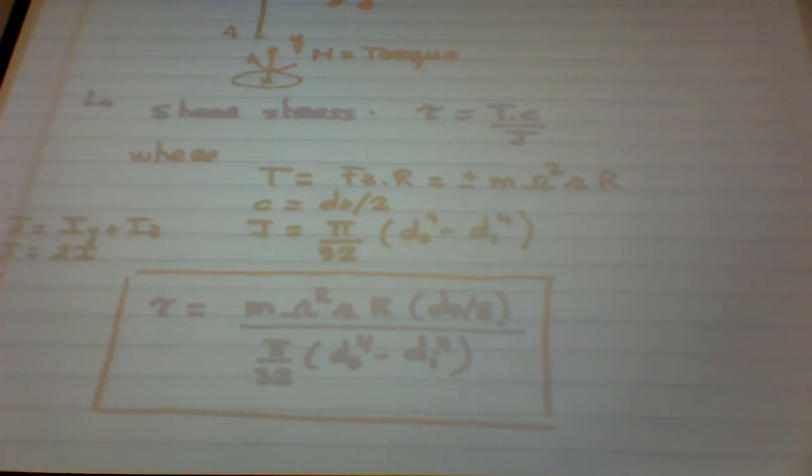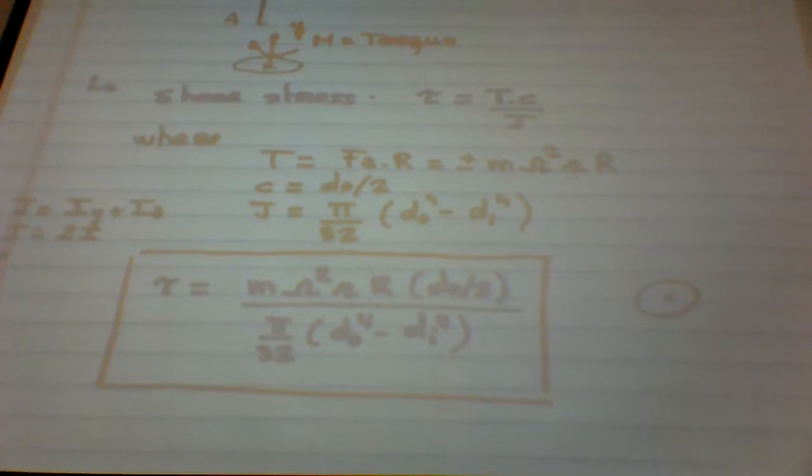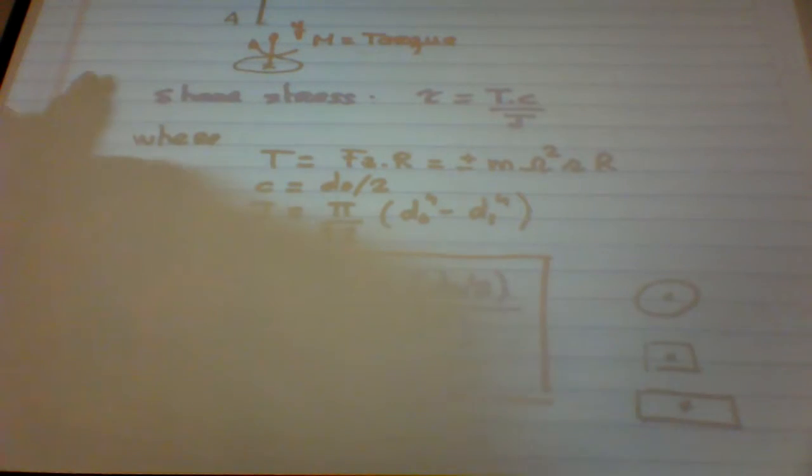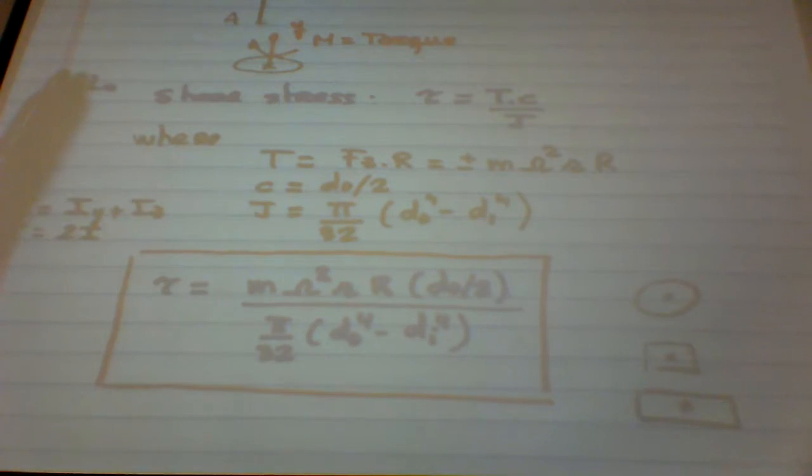So I have a question for you about the J. In here we know what the J is for a circular cross section. Do we know the J for a square or rectangular cross section? Couldn't you just do Iy plus Iz again?